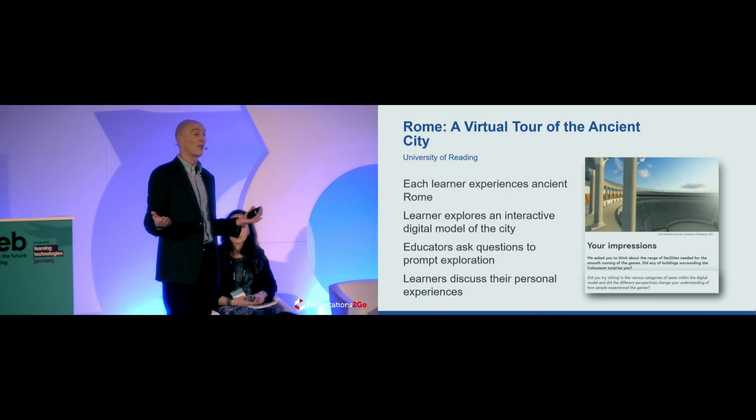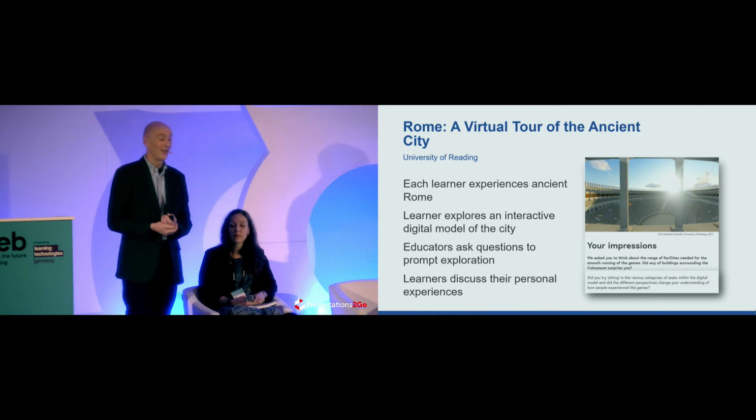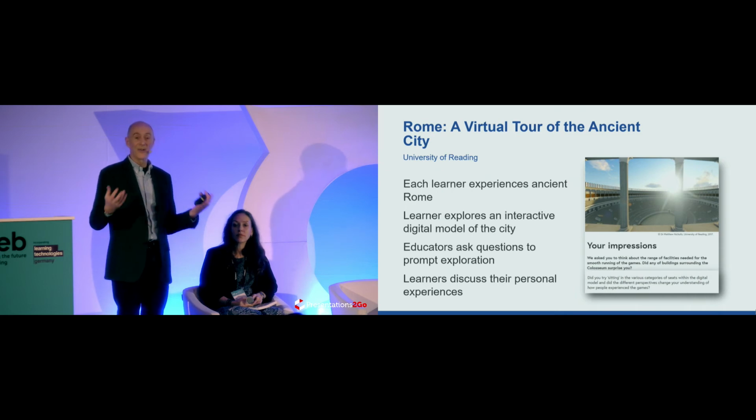You can go into the Colosseum by pressing buttons on your keyboard. You can go and sit in different seats. So each learner experiences ancient Rome. They start by experiencing the environment of ancient Rome. They explore an interactive digital model of the city. And the educators ask questions that prompt conversation and exploration. So the learners discuss their personal experiences of engaging with this interactive model of Rome.